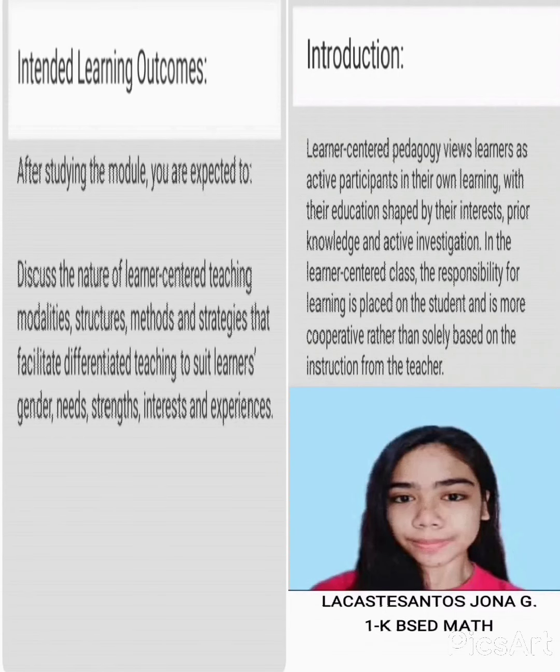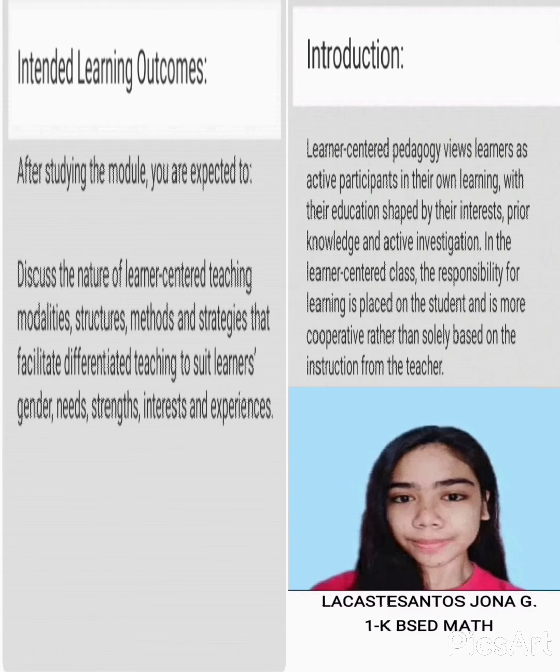So after studying this module, we are expected to first discuss the nature of learner-centered teaching modalities, structures, methods, and strategies that facilitate differentiated teaching to suit learners' gender, needs, strengths, interests, and experiences. So, introduction. Learner-centered pedagogy views learners as active participants in their own learning, with their education shaped by their interests, prior knowledge, and active investigation.